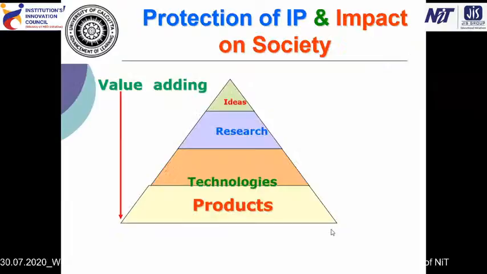this is the pyramidal structure, the protection of IP. If you have intellectual property, it may require protection. So, impact on society, value adding in a pyramidal structure: at the top of the pyramid is the idea, then research, then technology, then products. Then next.